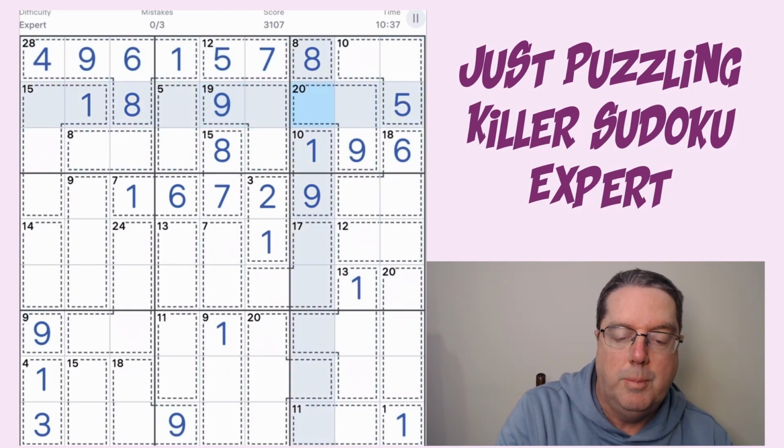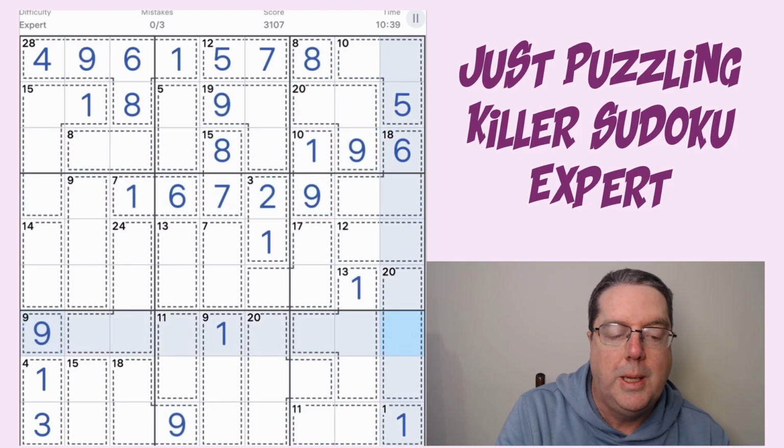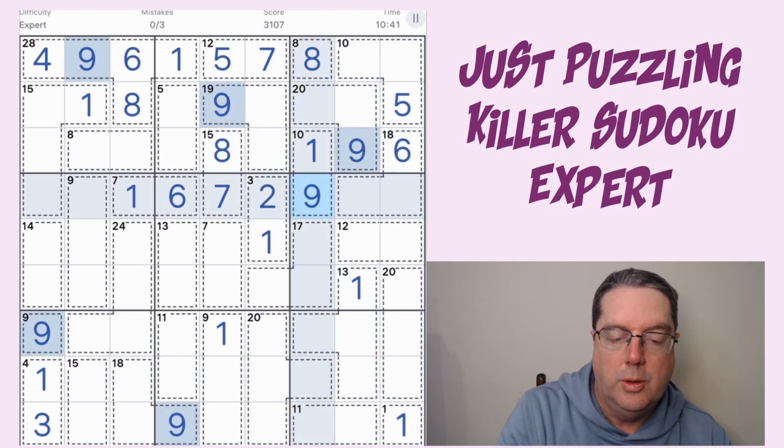4, 7, but I don't know. So 9 is going to be in one of these two boxes. It can't be in this column, it can't be in this column. It can't be in that row, so that's a 9.